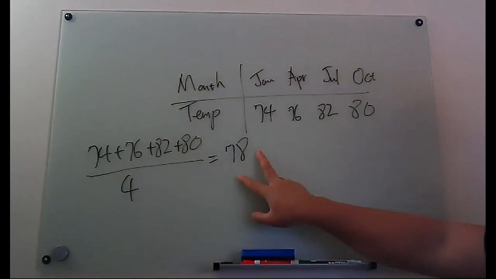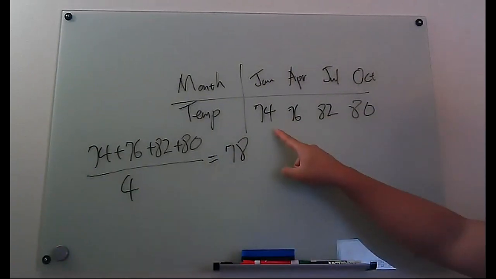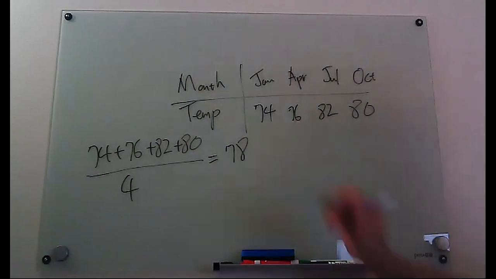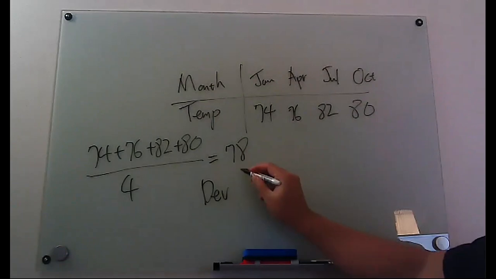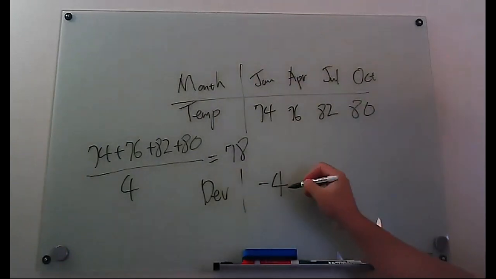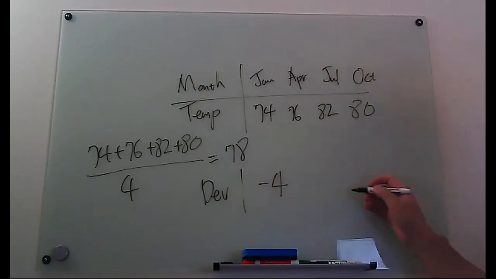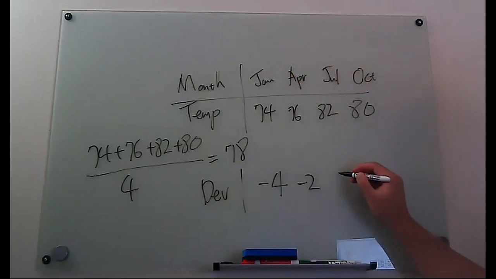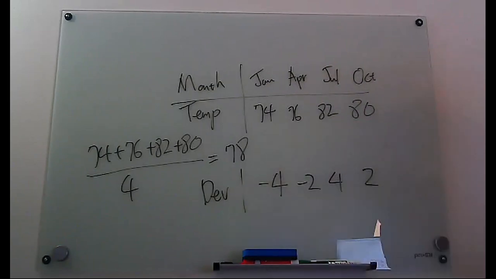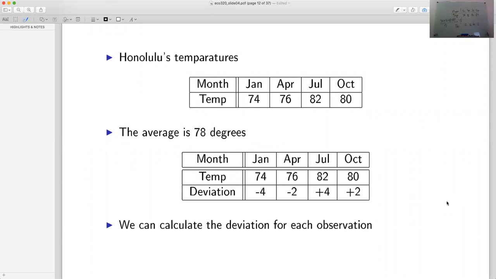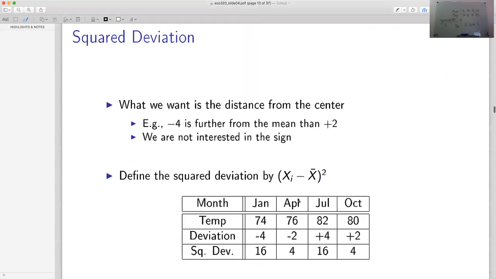So you get 78. And what is your deviation compared to the mean? Let's say the deviation is -4, that is 74 minus 78. Similarly, 76 minus 78 is -2, 82 minus 78 is 4, and 80 minus 78 is 2. So this is how you get the deviation: whatever value you have minus the average. So these are the deviations.